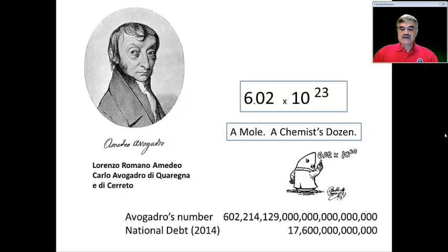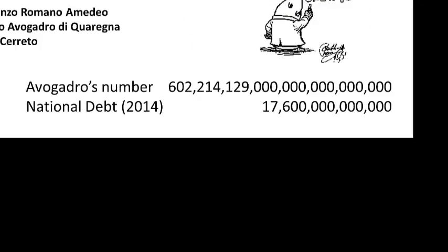And to give you some reference for the size that we're talking about, Avogadro's number is 6.02 times 10 to the 23rd, if I write it all out, and then compare that to the U.S. national debt as of the year 2014. So you can see that Avogadro's number is quite a large number, and it's much larger than even the value of our debt.